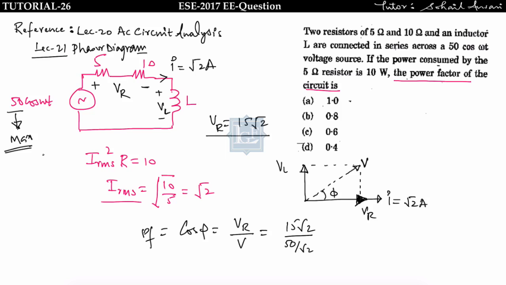So you have to take the RMS voltage, because VR you are taking the RMS, so you have to take input voltage also in RMS. So finally you will get 30 by 50, that is equal to 0.6. So option C is correct.